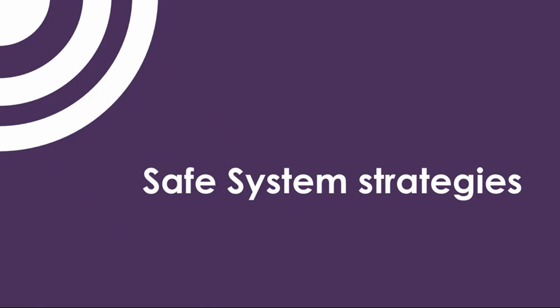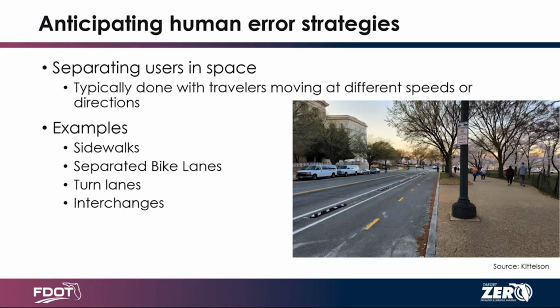All right, so what are some strategies? Some of the questions that were asked, we're kind of getting at that, right? We're engineers and planners, so we're focused on solutions. So what are some strategies that we can be talking about when we talk about the safe system? Again, anticipating human errors, separating users in space. We talked about that a little bit earlier.